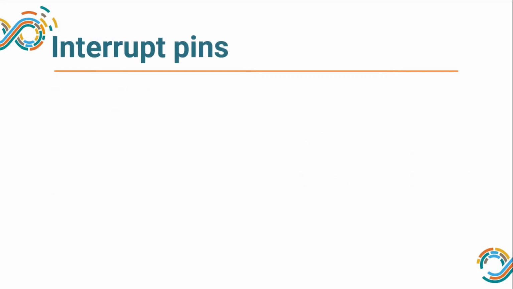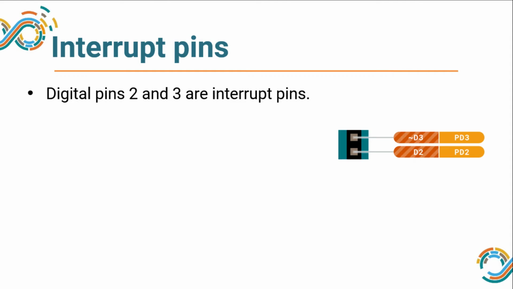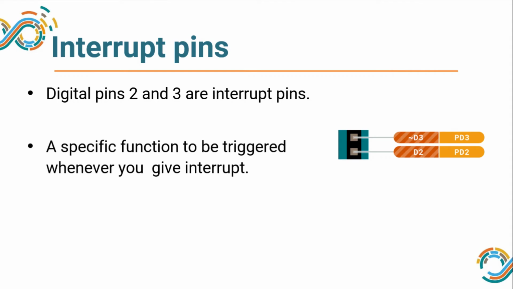Then the next category that we have is interrupt pins. We have two pins, pin number 2 and 3 in the digital pins. That means the same pins, our digital D2 and D3, can also be used as interrupt pins. A specific function needs to be written and it will trigger whenever you receive the interrupt on these two pins. These pins will have very high preference. That means if you have a program which is going on and you receive the interrupt, the program will be interrupted and the function called by the interrupt will be processed.